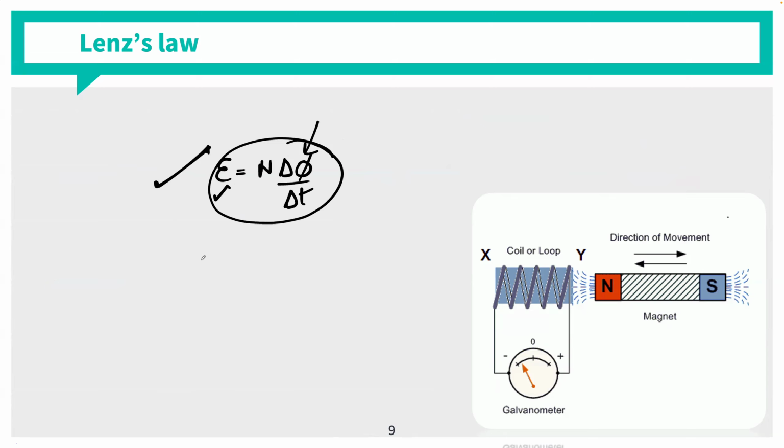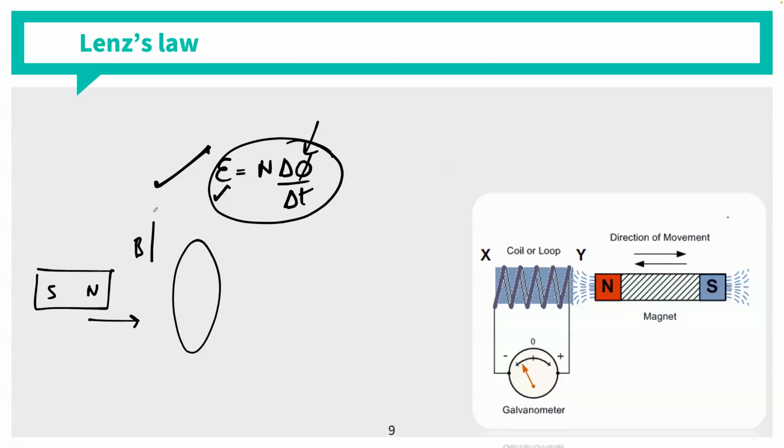For example, say I have a loop and there is a magnet approaching the loop. Because the magnet is approaching the loop, the strength of the magnetic field is increasing. That means there's a change in magnetic field strength. Because the magnet is getting closer and closer, a stronger magnetic field will be experienced by this loop. And that change in magnetic field strength will lead to a change in flux. That will lead to EMF being induced in the loop.